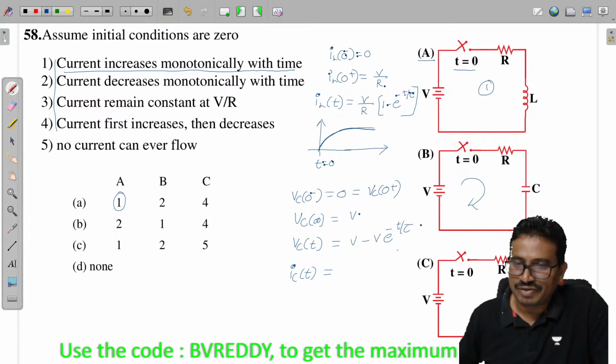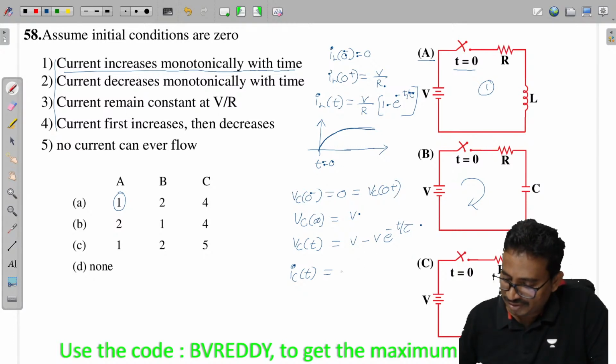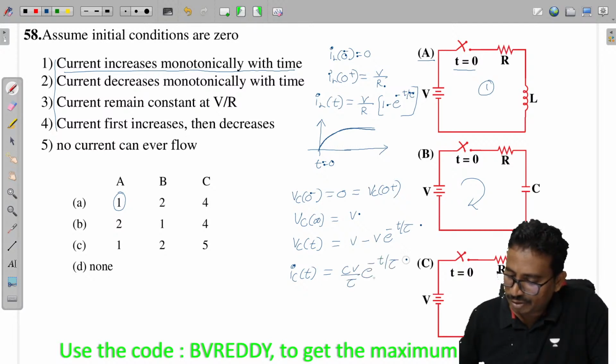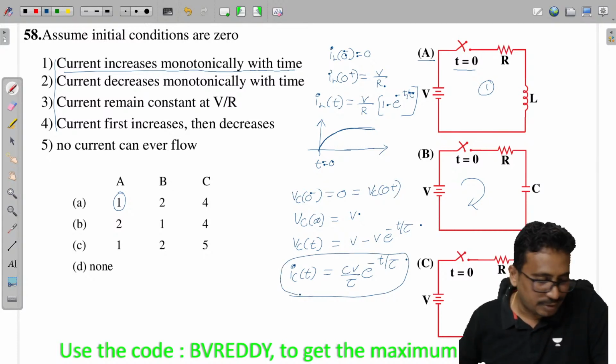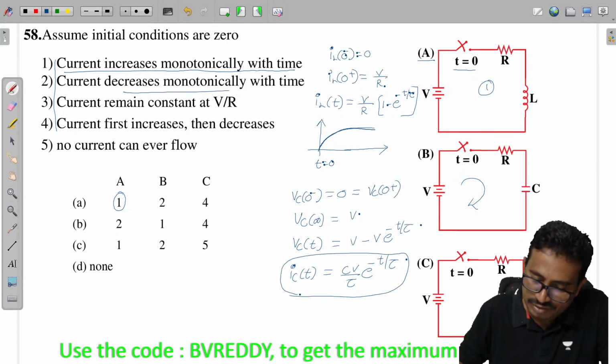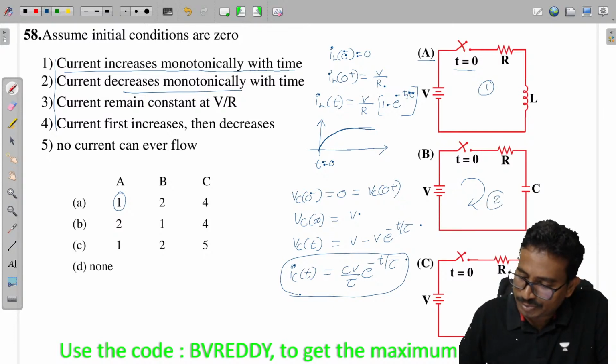C into dV by dt. So what happens? Now here this is CV by tau into e power minus t by tau. Then can you tell me how this function varies? It is an exponentially decreasing function. So for this, which is the option?